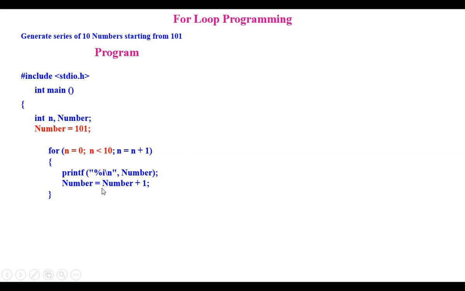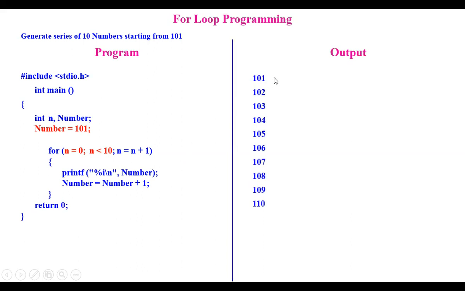So here number is printed and incremented. The loop continues for 10 times. And let us see the output. It prints 101, starting from 101. It prints 10 numbers up to 110. Okay.